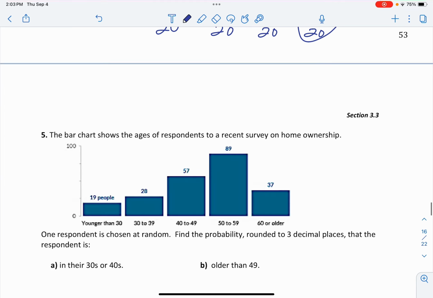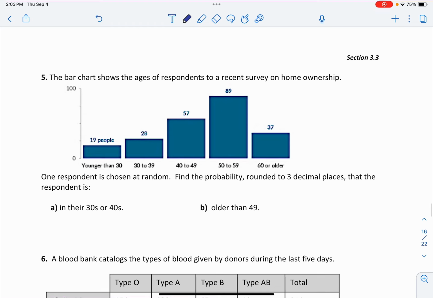Okay, we have one more page, maybe with some empirical data. So here's a bar chart showing the ages of respondents. Find the probability of anyone in their 30s or 40s. So or just means add them up, right? 30s or 40s are here and here. So I could just add those up and I'm good to go.